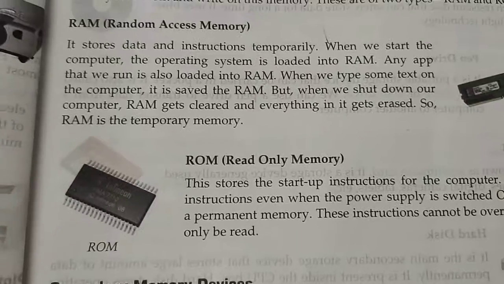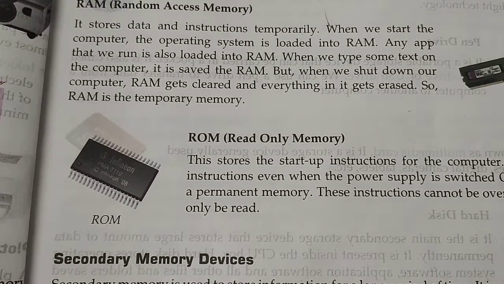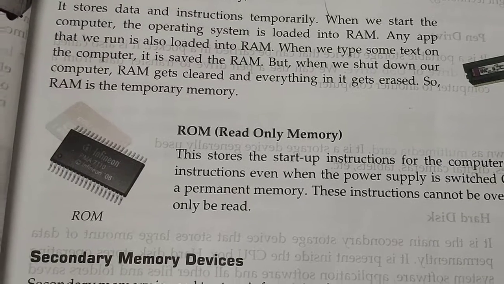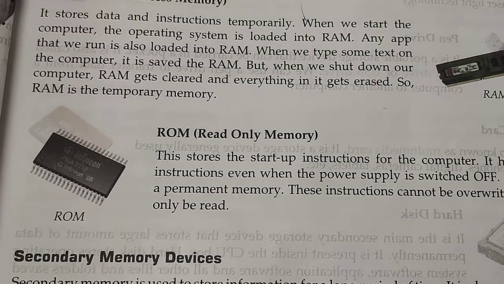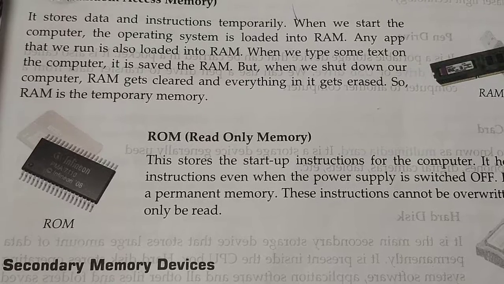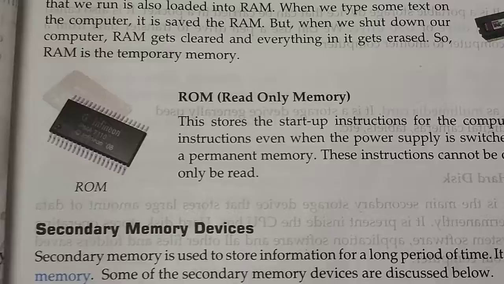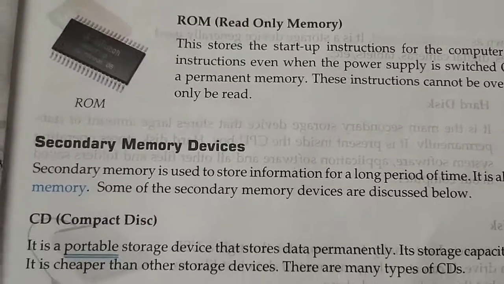And ROM is read-only memory. It is permanent memory. RAM is temporary and ROM is permanent memory. But it is only read-only memory. The memory which is stored in ROM, that we can see, but we can't change. It is called read-only memory.